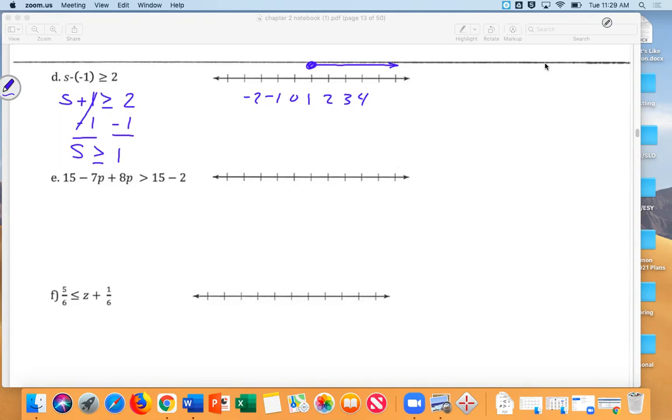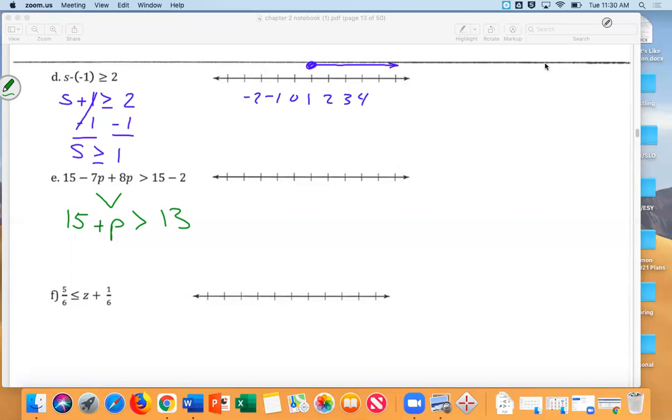All right. Now, E is very different because there's a lot going on, okay? But what I need to do is simplify things down first. So I need to combine like terms. So what I want to do here on the left is combine my P's. -7P plus 8P. So I have 15 plus P, because -7 plus 8 is 1. It is greater than. 15 minus 2 is 13. So this whole mumbo jumbo reduces down to this simple problem.